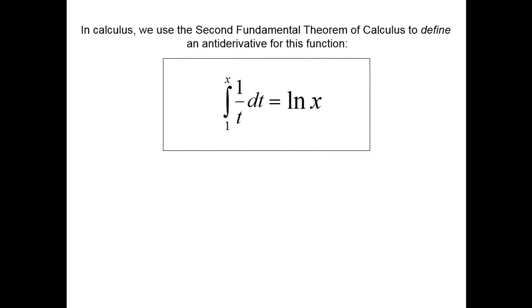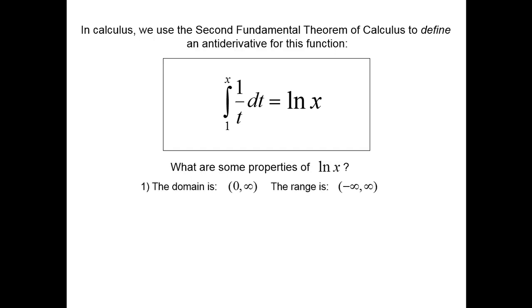We're going to define an antiderivative for this function. So the integral of 1 over t dt from 1 to x is the natural log of x. So you'll jot that down in your notes. We're going to use that quite a bit in this chapter, so you'll get used to seeing it. I want to remind you of a few properties of the natural log function.